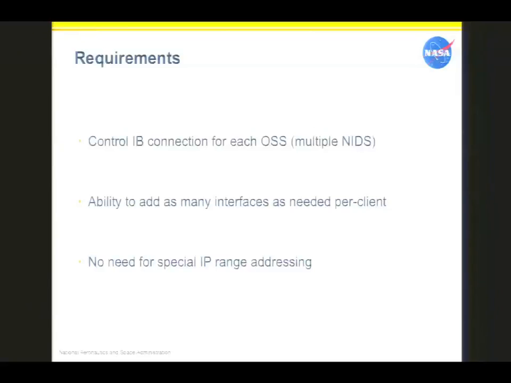So requirements for the runs were that we need to be able to control the connection for each OSS using multiple NIDs. We want the ability to add more interfaces as we move forward, possibly, if we get performance up to where we want it. That's the first clue. Performance ended up not being so good. And no need for special IP range addressing. That's what we ended up using when we benchmarked Columbia, and we wanted something simpler.